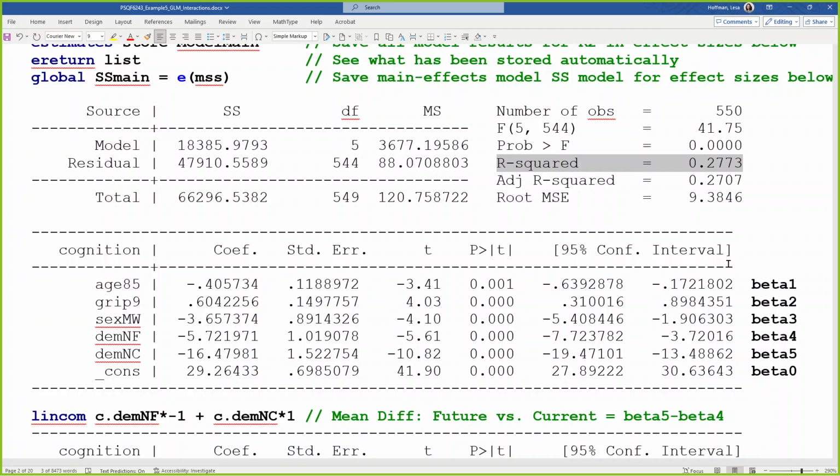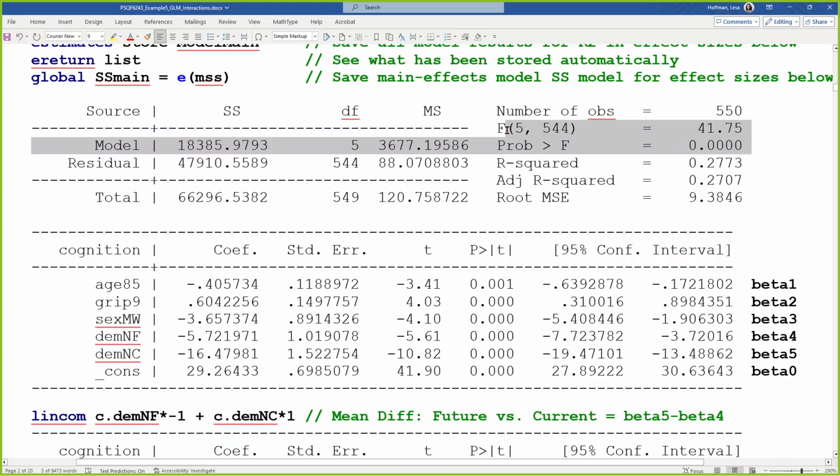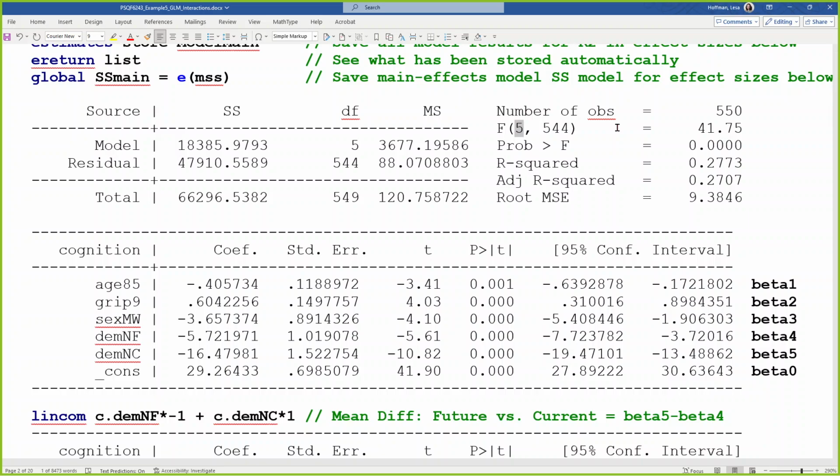Is it bigger than 0? Yes. How do I know that? My probability of F, yep, those two. Why is my F numerator degrees of freedom 5? It's got 5 variables, 5 slopes.